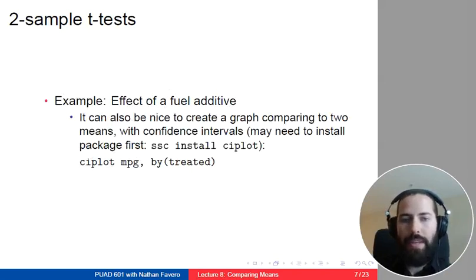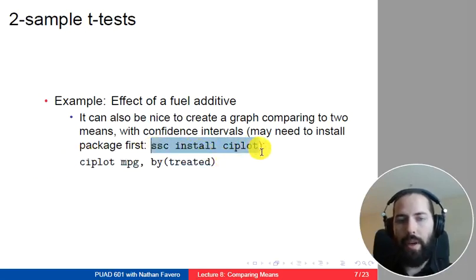One other thing that can be nice to do sometimes when we're comparing means is to create a graphic that shows us what the means look like. And so here's a command that we can use in Stata to be able to get a graph of our two means. But in order to use this, we have to actually install a package first if we've never installed this before.